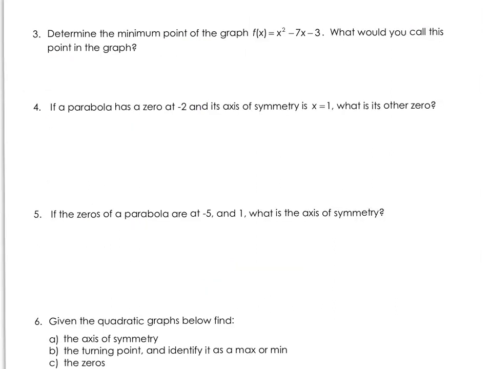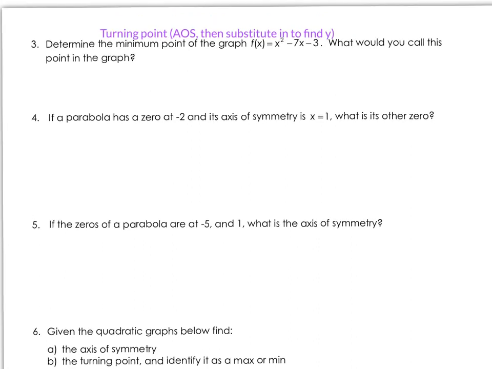Okay, my hints for this next page are to make sure that you determine the minimum point. That's just another way of saying find the turning point. So remember that means find the axis of symmetry first, then substitute it into the equation to get your y value. So that'll be your x comma y, that's your minimum. And then when it asks you what would that be called, that's another word for the minimum point. So that's my hint for you there.